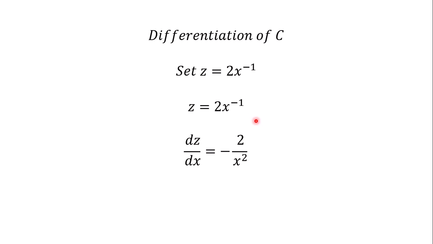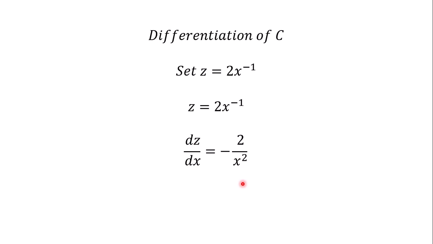And remember the negative index law of indices, we can write that one in this form. So applying that negative index law of indices, that is how come we got this. When you apply that, we're going to get minus 2 over x squared. So dz over dx is equal to this.